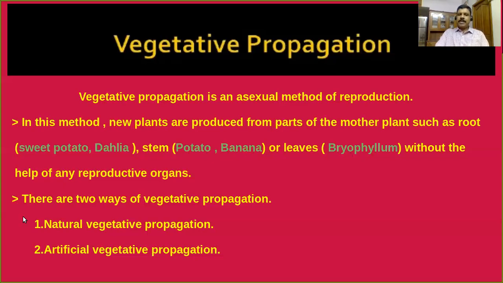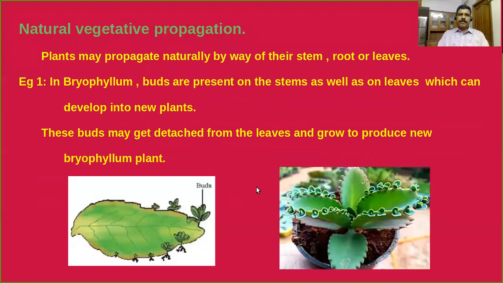Dear students, there are two different types of vegetative propagation. The first one is natural vegetative propagation, and the second one is artificial vegetative propagation. Now, we are going to discuss in detail natural and artificial vegetative propagation. First of all, let me discuss natural vegetative propagation.